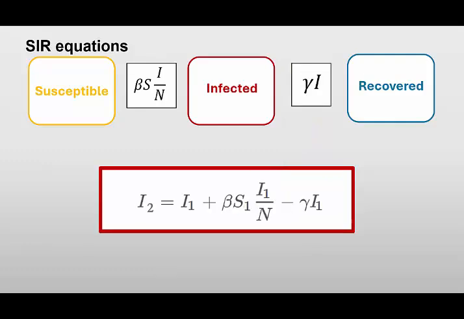Finally, to calculate the infected on day 2, you start with the number of infected on day 1. You add the people that moved from the susceptible to the infected group, and then subtract off the number that moved from the infected group to the recovered group.